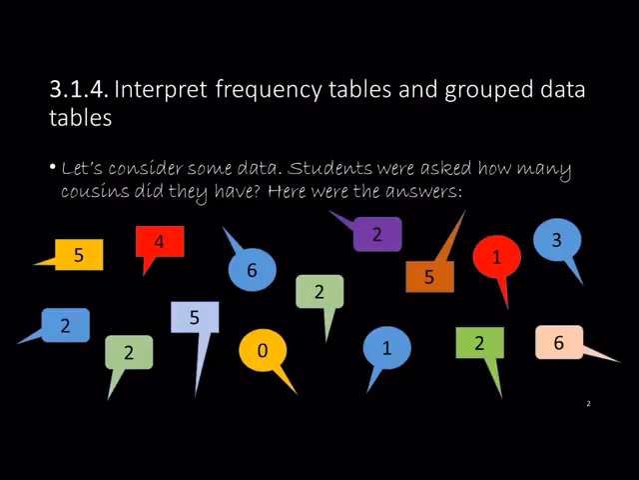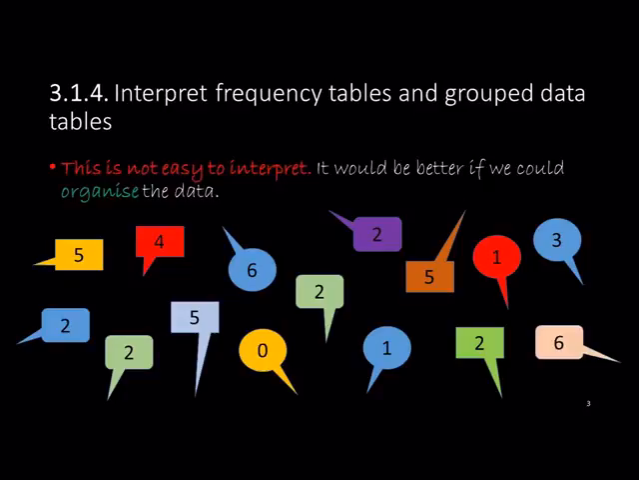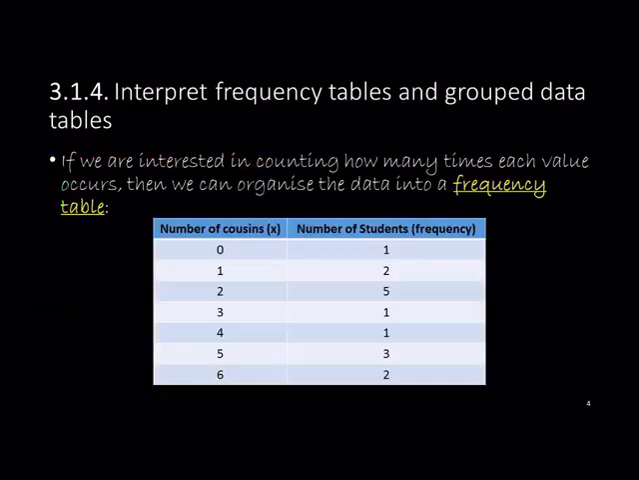Students were asked how many cousins did they have, and here were the answers. 2, 3, 5, 0, and so on. But this isn't easy to interpret. It would be better if we could organise the data.